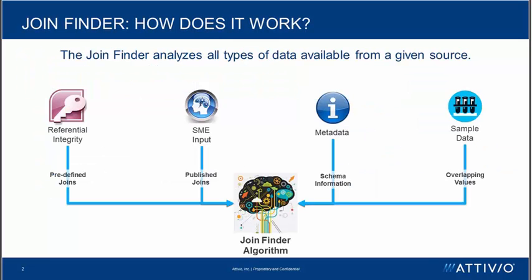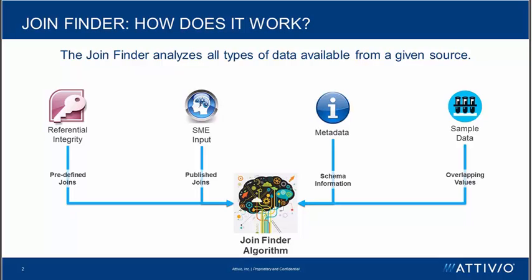So how exactly does Join Finder work? Join Finder builds out a graph of the related sources by taking in as much information as possible that's available about a given data source. So for example, it will pull in referential integrity from sources being brought in from a database, and will use predefined keys and joins in its model.